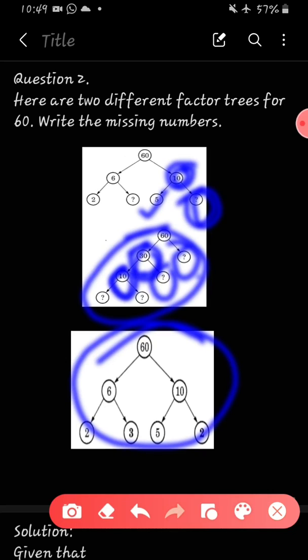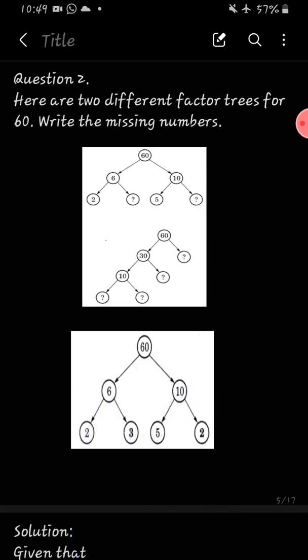Now 10 is here. Two numbers both are missing here, okay? So any two numbers which, if you multiply, you will get 10, starting from the lowest number. 2 into 5 is 10. You can write 2 and 5 also, or 5 and 2. This second part you do by yourself.